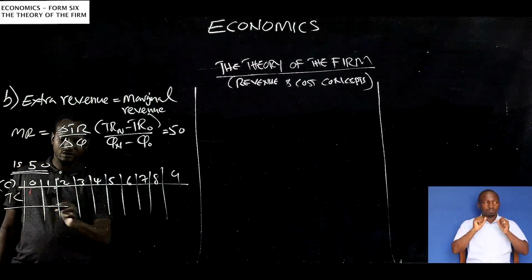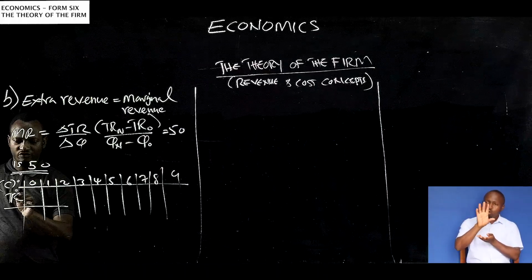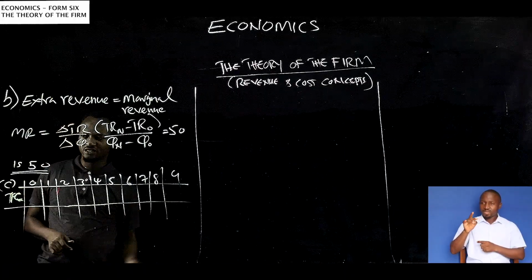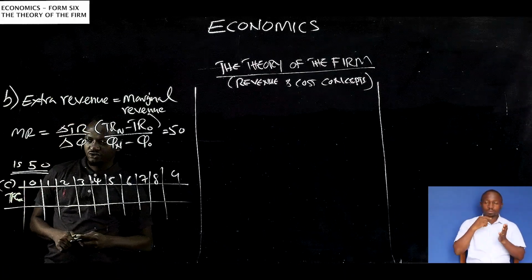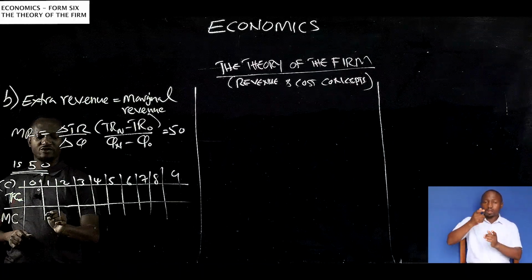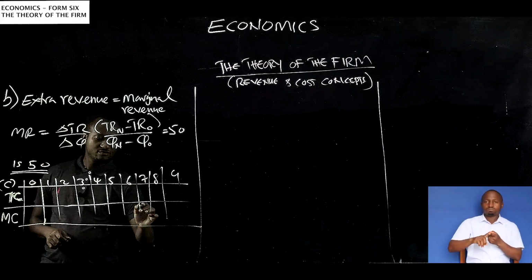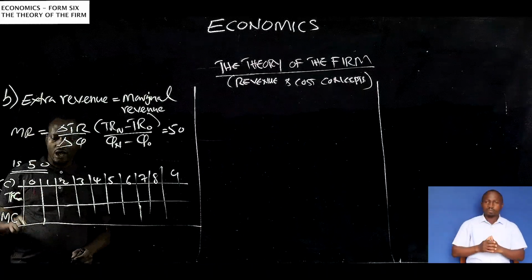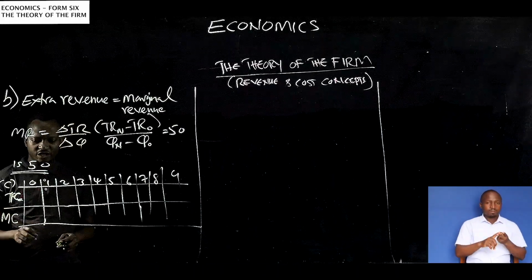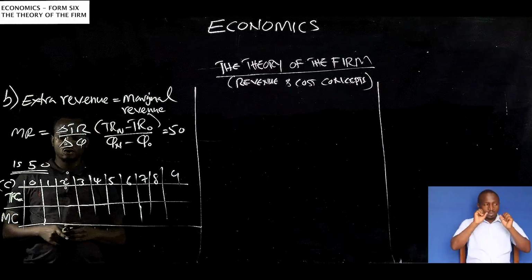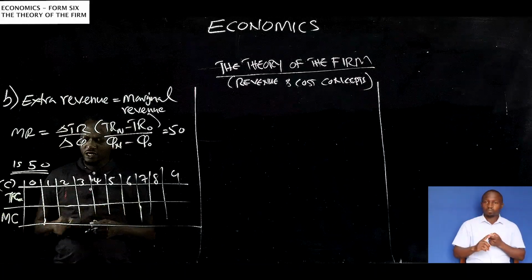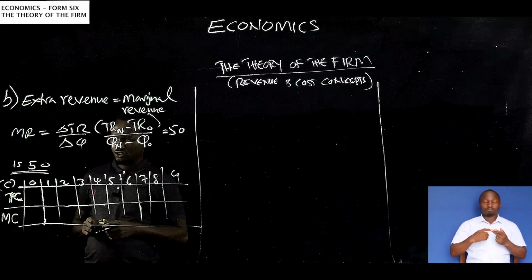We need to compute total fixed cost, or we can say fixed cost at all levels. And we are asked to find extra cost, which is the marginal cost. We can't get total fixed cost and marginal cost if we don't have total cost. We need to use total cost to compute both. So looking at our question, it is showing total cost.